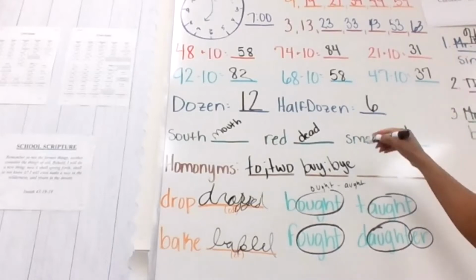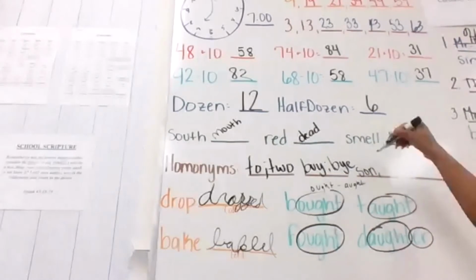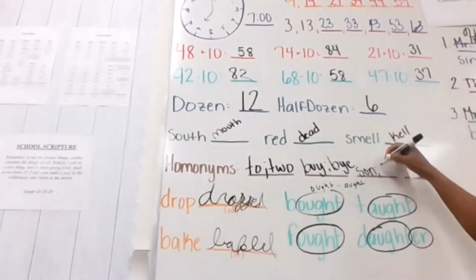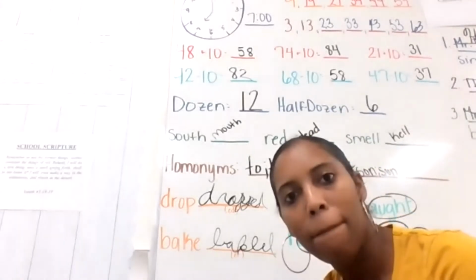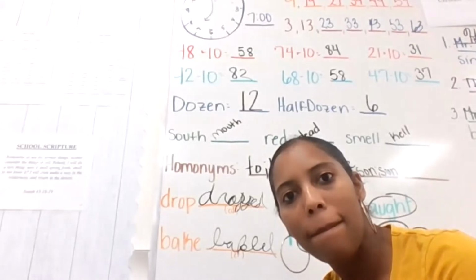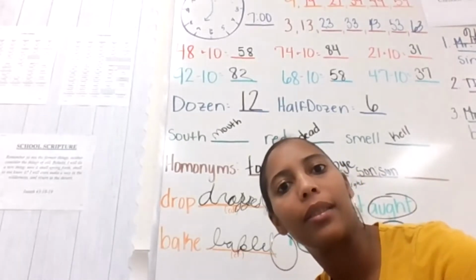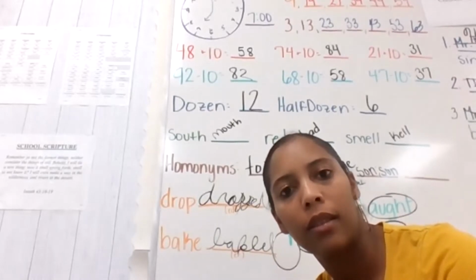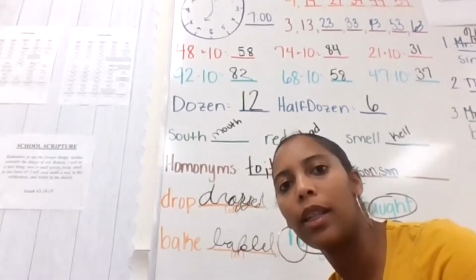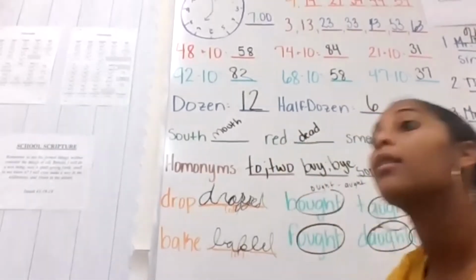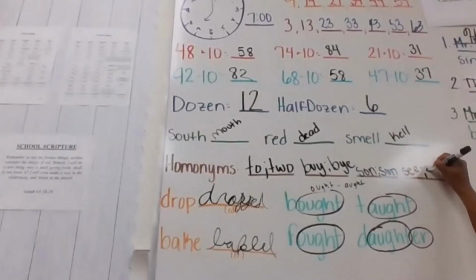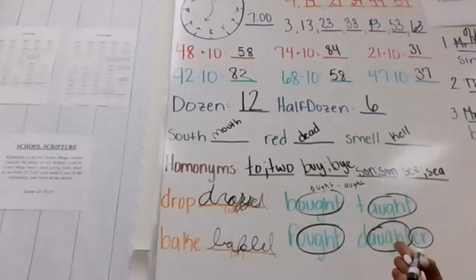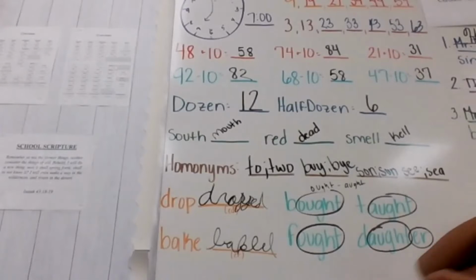Son and sun. Son like your mom. If you're a boy, you're her son. And sun like the sun in the sky. Okay. One more. A bun in your hair and a bun like this. I got one. C and sea. C like I can see with my eyes. And sea like the ocean. Awesome. All right, good.